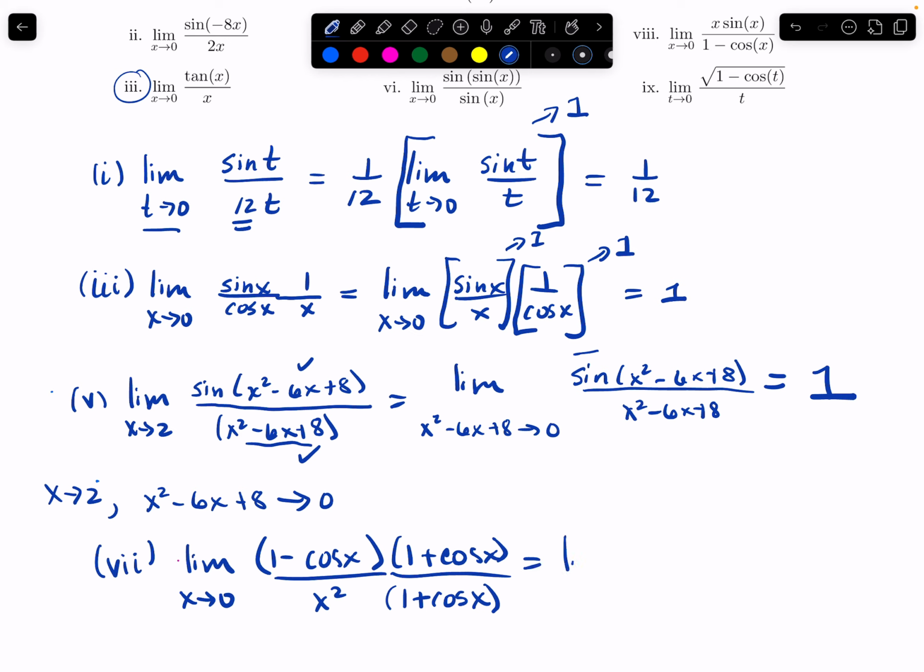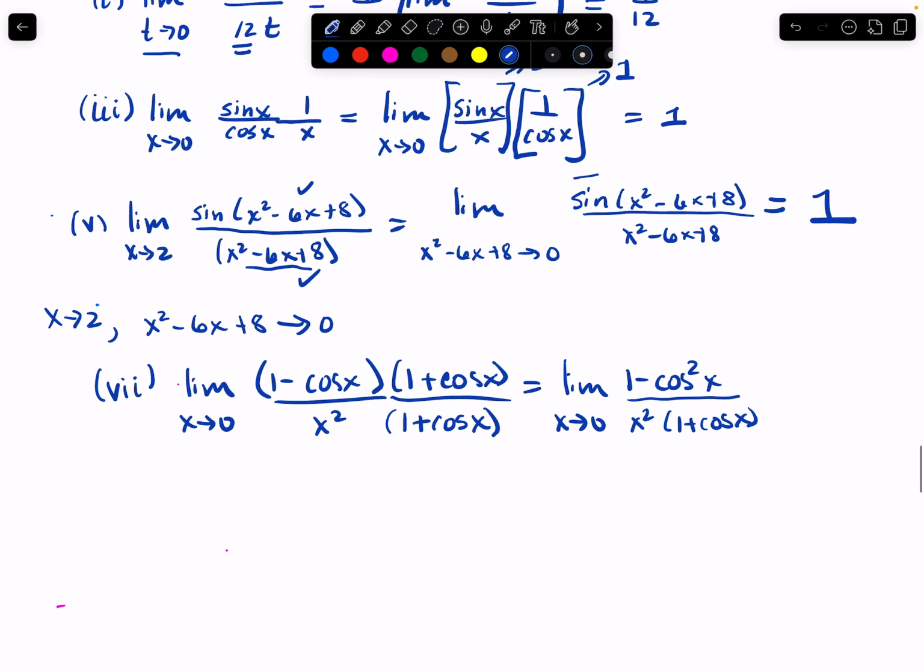So then the top becomes, limit as x goes to 0, 1 minus cosine squared x all over x squared times 1 plus cosine x. And 1 minus cosine squared is actually sine squared. Right, that's a Pythagorean identity. So now we have sine squared x over x squared, and then we have times 1 over 1 plus cosine of x.